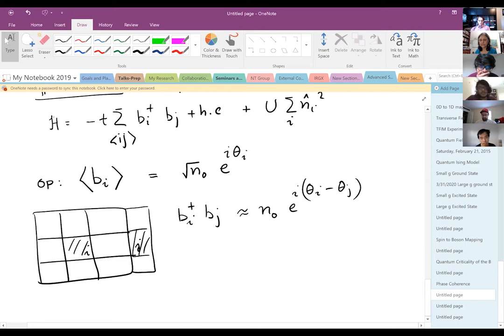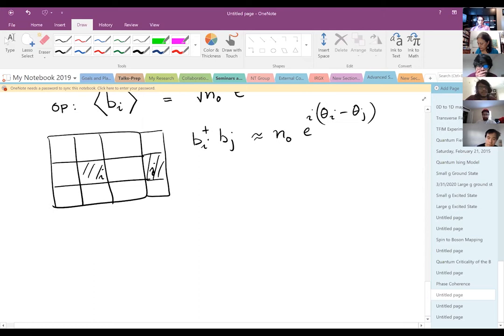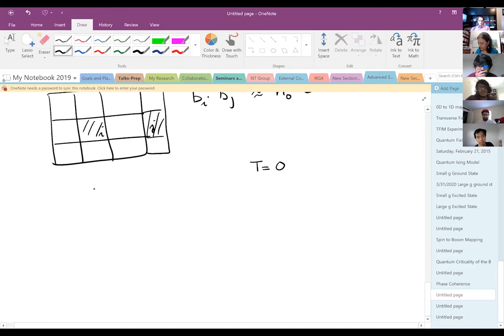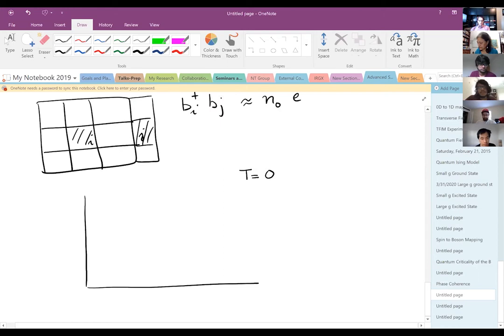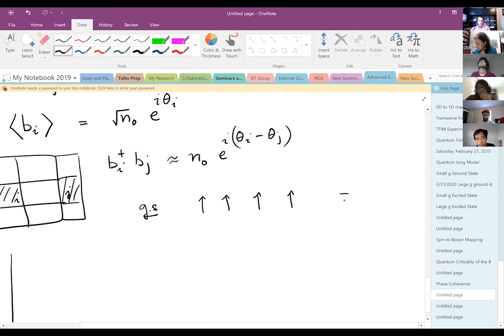Okay, and at the back of our mind, we want to understand the question that we left off with last time. And that question is the following. Suppose the temperature is zero and I am looking at the stiffness. As we discussed last time, if you take the ground state, all the spins are up, let's say, at t equal to zero. So this is the case at t equal to zero, and let's say u equal to zero.